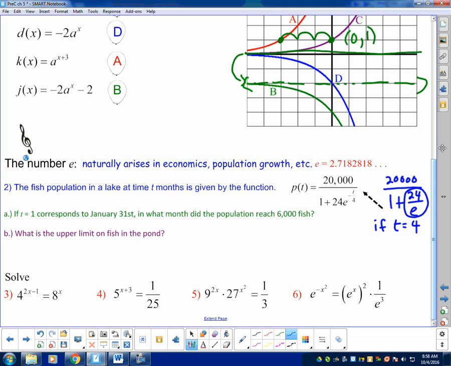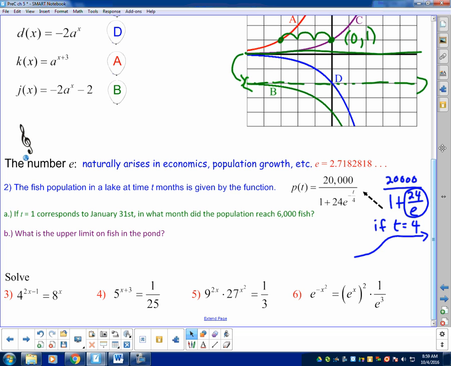So as t gets bigger, it goes like this. Here's what the function looks like. It grows really fast in the beginning and then levels out like that. So that's what the logistics function looks like. It's a very good model for population. It's a realistic model, right? Exponential might work on a small domain, but it's not realistic in the long run because supplies and space and things run out. So it says if t equals 1 corresponds to January 31st, in what month did the population reach 6,000 fish?